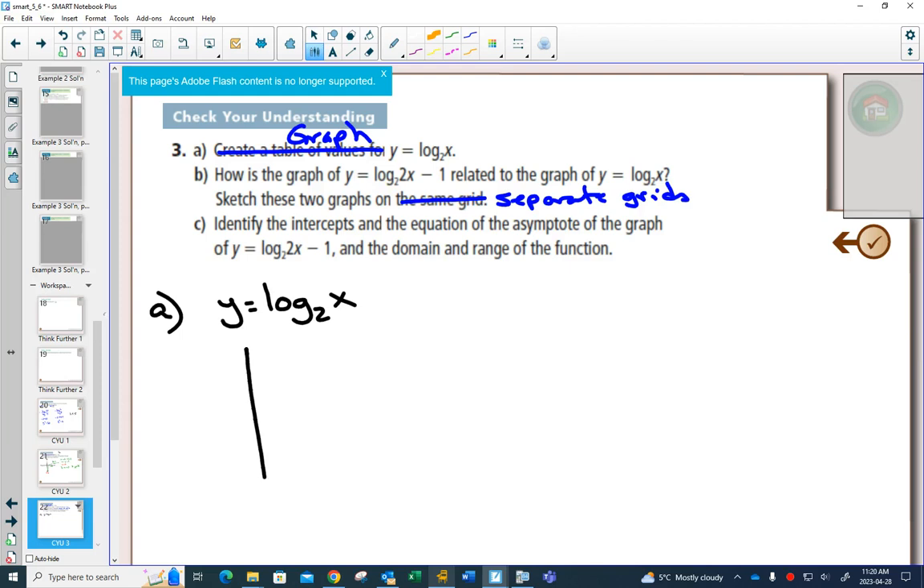Again, all parent log graphs have the following two things every single time. They always have x equals 0. They always have the point 1 comma 0. Then since this is a base 2, you're going to have the point 2 comma 1.